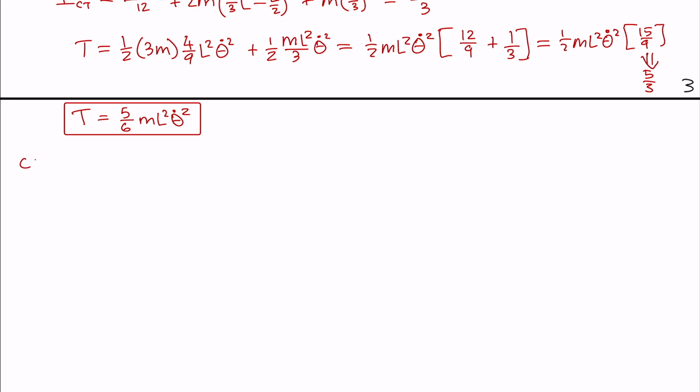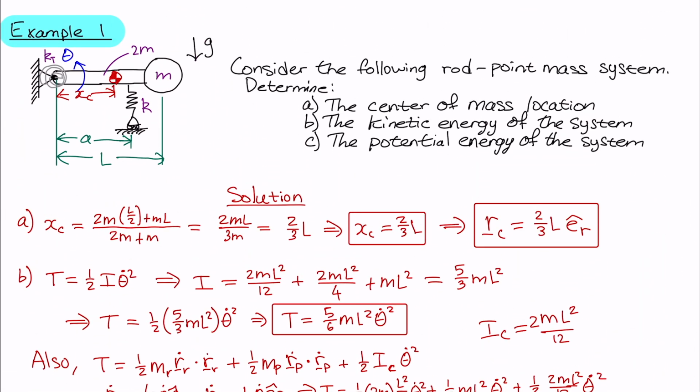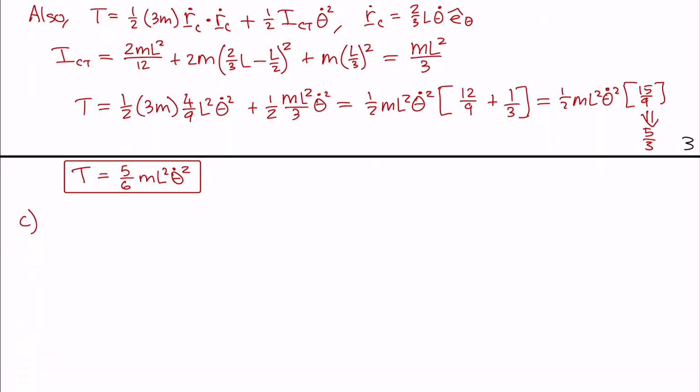Part C, we're going to look at potential energies here. I'm going to scroll back up here, just look at our system. So we got a torsional spring, we got a translational spring. The torsional spring is relatively simple. It just depends on the rotation of that rigid body. The translational spring is going to depend on that distance A and its vertical displacement of that position.